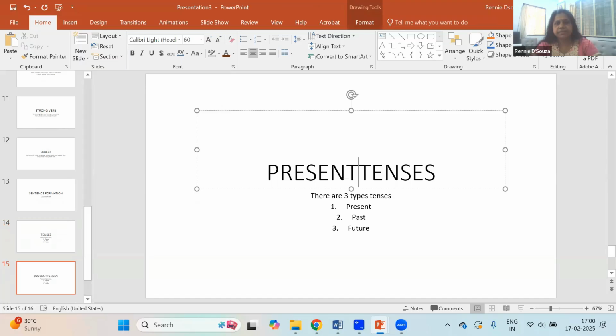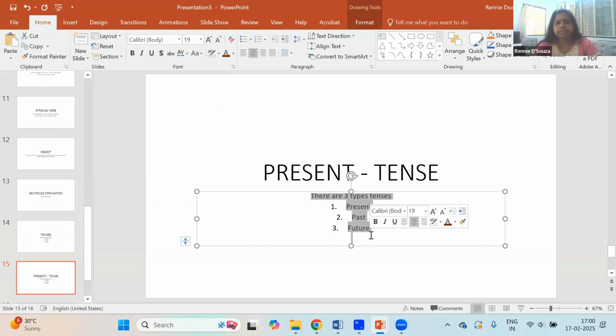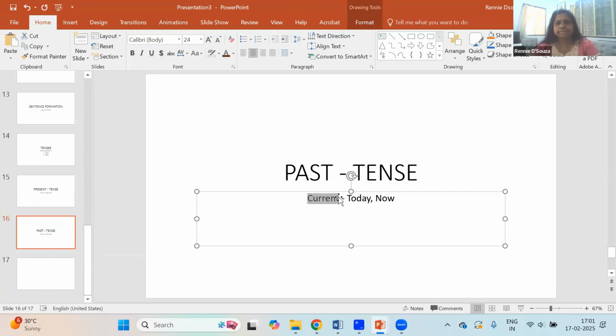Now let us see about the present tense. What is present tense? Present tense is nothing but about the present. Present is today and it is now, and it is called the present tense, that is also called current. This is about present tense.